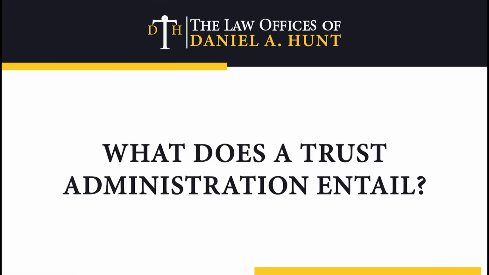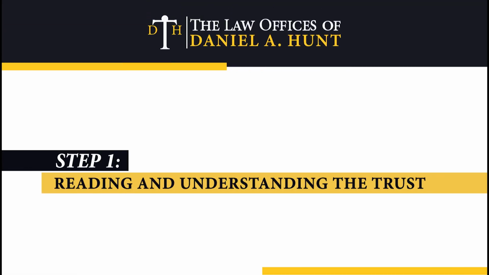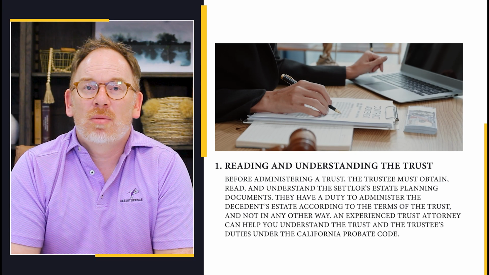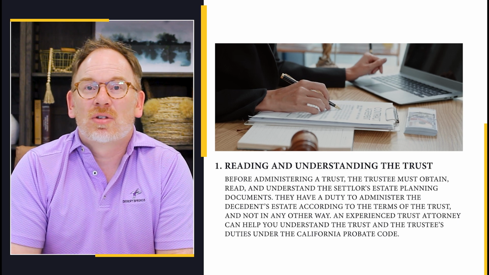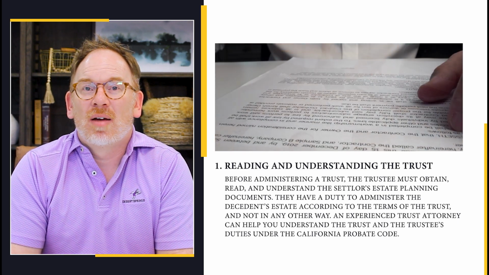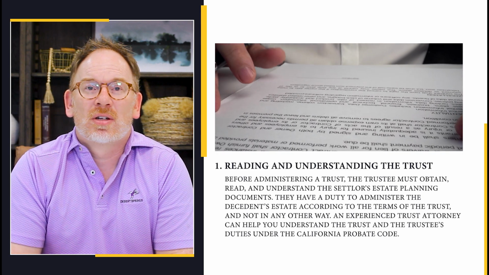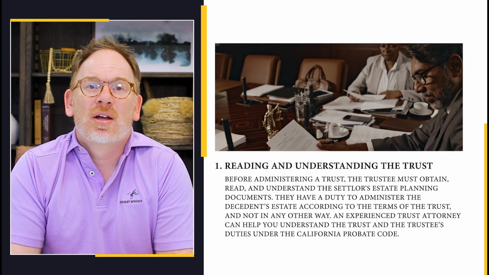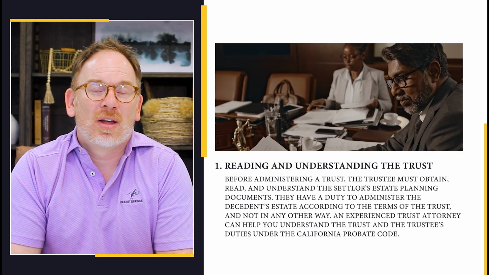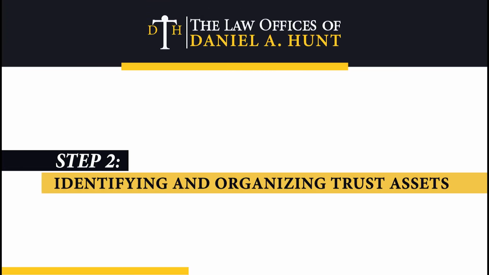What does the trust administration entail? Here are some of the key steps to administer a trust. Step 1. Reading and understanding the trust. Before administering a trust, the trustee must obtain, read, and understand the settlor's estate planning documents. They have a duty to administer the decedent's estate according to the terms of the trust and not in any other way. An experienced trust attorney can help you understand the trust and the trustee's duties under the California Probate Code.